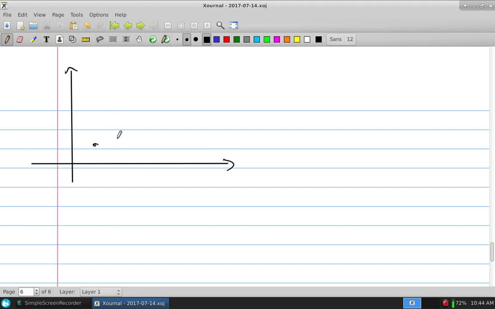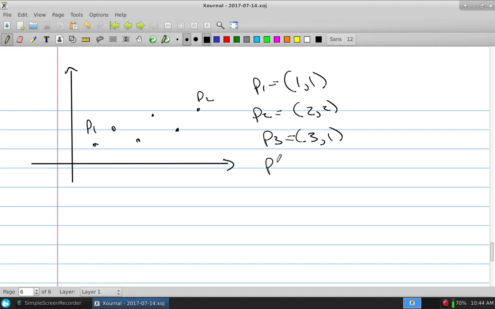Say I have these points, 1, 2, 3, 4, 5, 6. So I have my point 1 to point 6. And say point 1 is (1, 1), and point 2 is (2, 2), and then point 3 is (3, 1), and then point 4 is (4, 3), and point 5 is (2, 5), and then point 6 is, say, (6, 3).